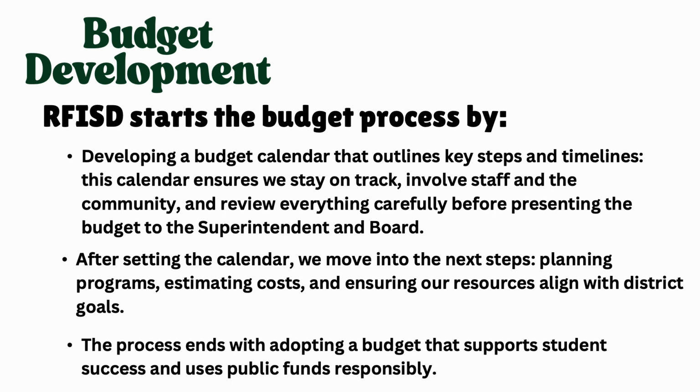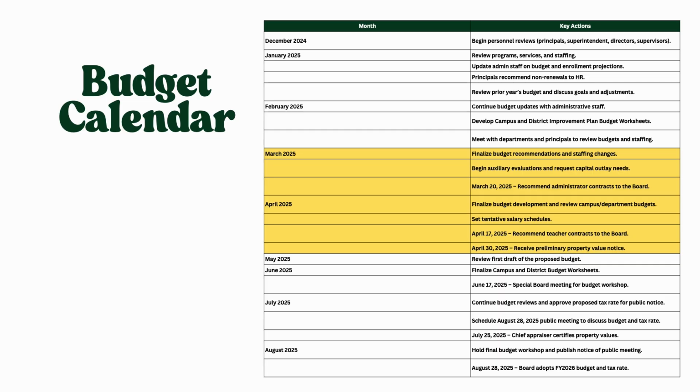After setting the calendar, we move into the next steps: planning programs, estimating cost, and ensuring our resources align with district priorities and goals. The process ends with adopting a budget in August that supports student success and uses public funds responsibly. So where are we? We're finishing up March and beginning April.